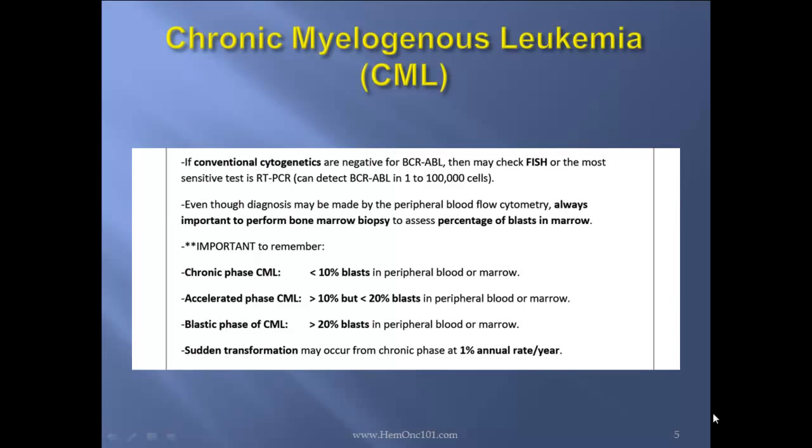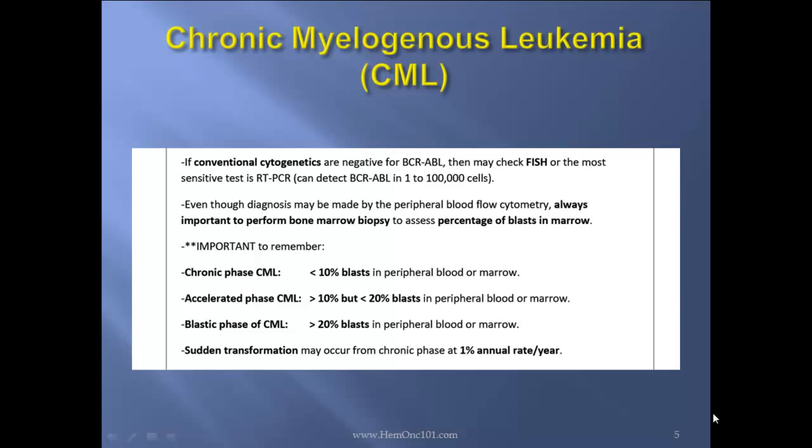If conventional cytogenetics are negative for BCR-ABL, then check FISH, or the most sensitive test is RT-PCR, which can detect BCR-ABL in 1 in 100,000 cells. Even though diagnosis may be made by peripheral blood flow, always important to perform bone marrow biopsy to assess percentage of blasts in marrow. Important to remember, chronic phase CML, less than 10% blasts in the peripheral blood or marrow.